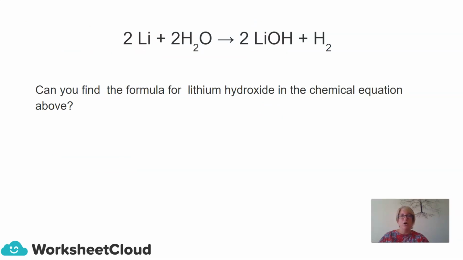So if we have a look at the equation here, can you find the chemical formula for lithium hydroxide in the chemical equation above? Well done, there it is. Li refers to lithium and hydroxide, the oxy refers to oxygen and the hydro refers to hydrogen. And that forms a compound where when oxygen and hydrogen combine, they can form a hydroxide in a compound.